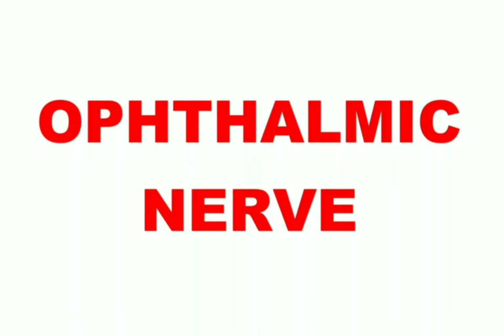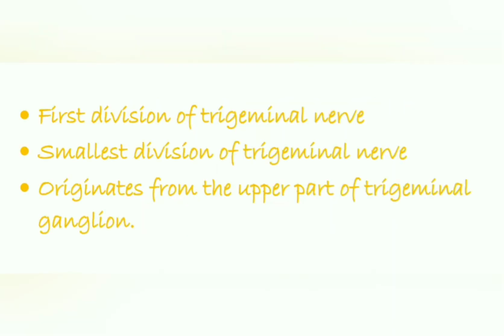Hello everyone. Today we are going to study about the ophthalmic division of the trigeminal nerve. So, ophthalmic division is the first division of the trigeminal nerve and it is the smallest division of the trigeminal nerve, and also it originates from the upper part of the trigeminal ganglion.